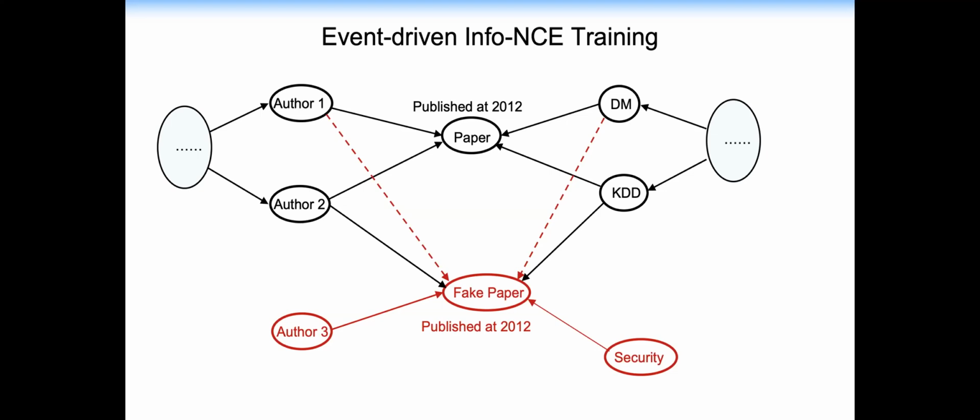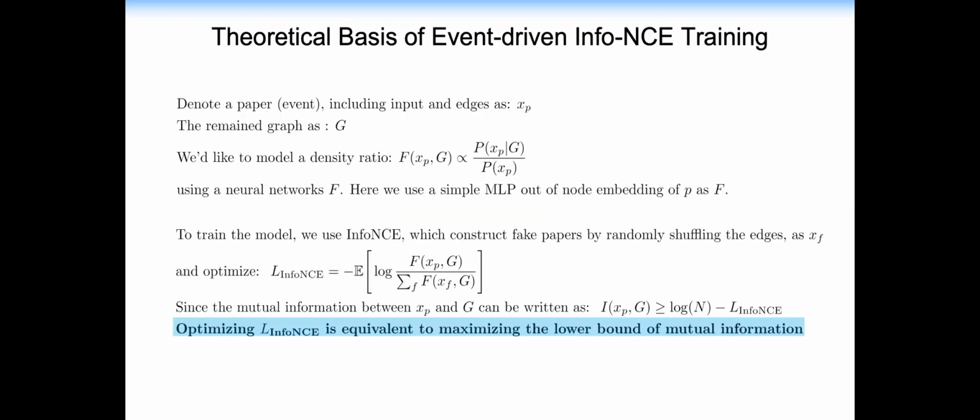Although the idea is very simple, theoretically we can easily prove that optimizing this objective is equivalent to maximizing the lower bound of the mutual information between the heterogeneous knowledge graph structure and each event you are interested in. Here in the academic domain, it's the publication of each paper.